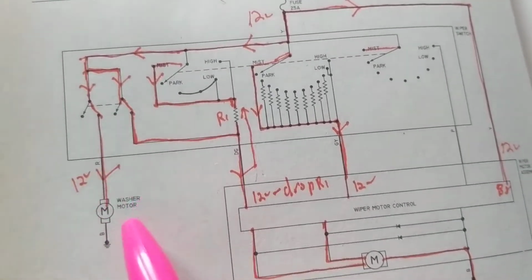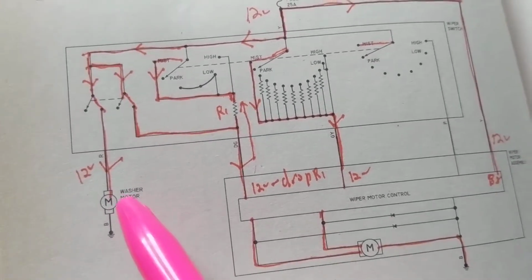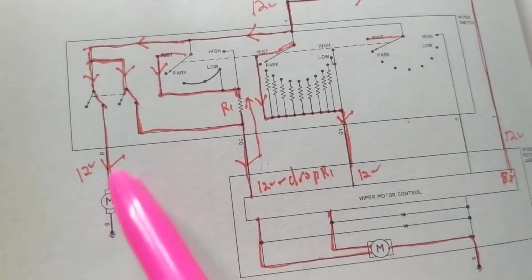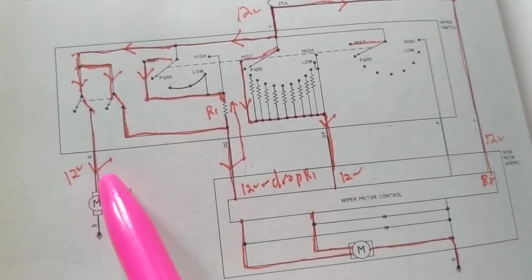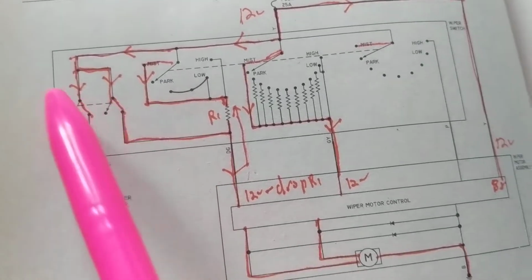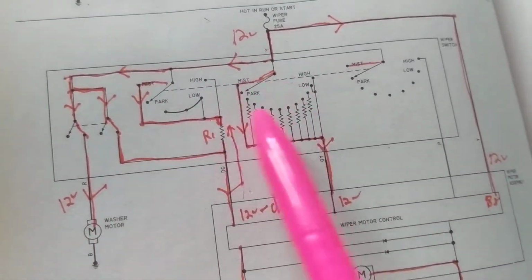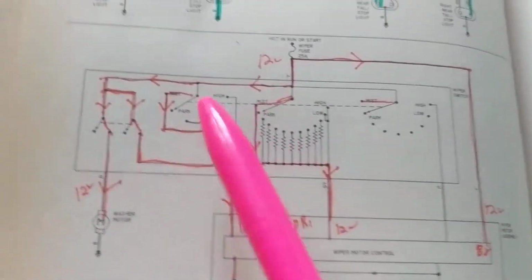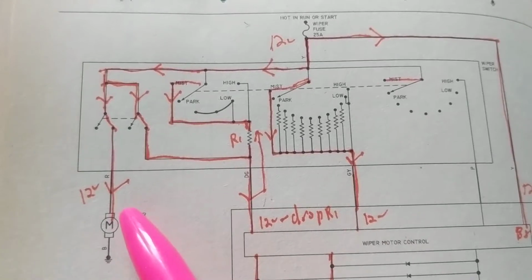So I'll backtrack and I'll say, okay, what are these? These are switches. Okay, it's possible for current to flow through a switch to the motor. That makes sense. I'll go back up here and I'll say, okay, where does this go to? This goes to a switch. This goes to another switch. And this goes to a fuse. Now I'll say, okay, this makes sense.